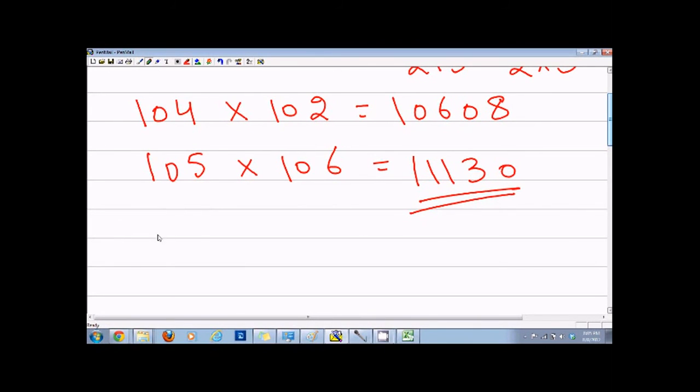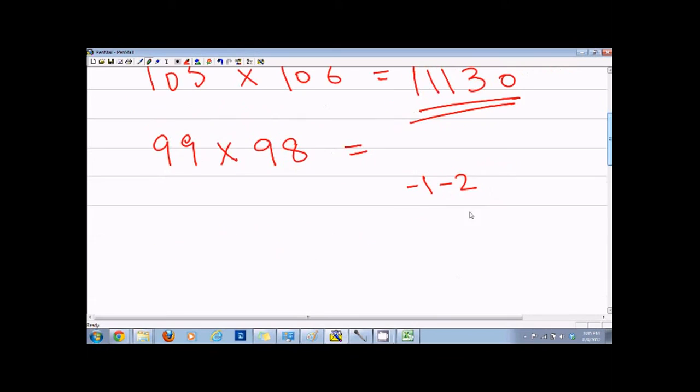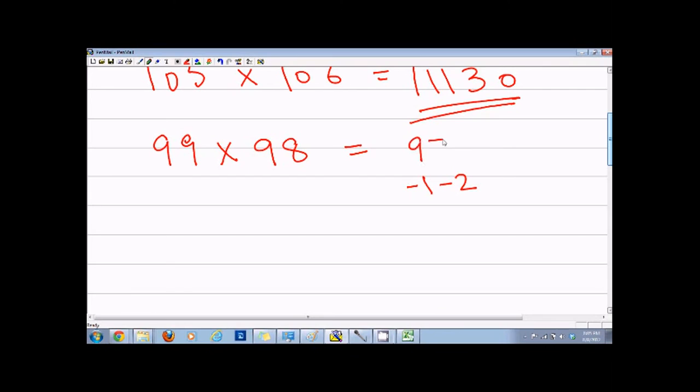If I have a number less than 100, for example 99, and I want to multiply by 98, in this case we have 1 less than 100 and here 2 less than 100. So what we have to do is first write -1 minus 2, and that is equal to -3. So we will subtract that from 100, so that will be 97, and then multiply these two numbers together. If we multiply them together it will be equal to -1 into -2, that is equal to 2. So answer is 9702.